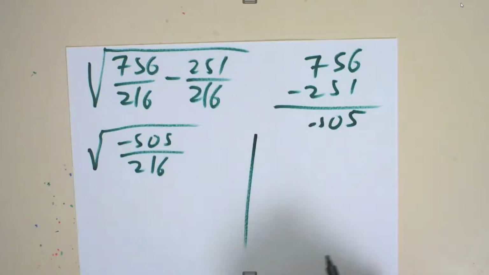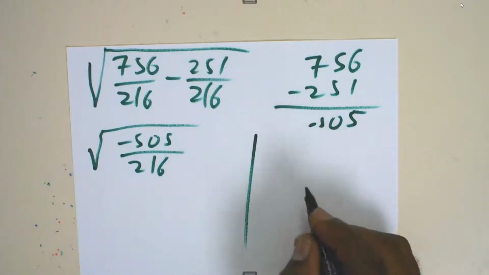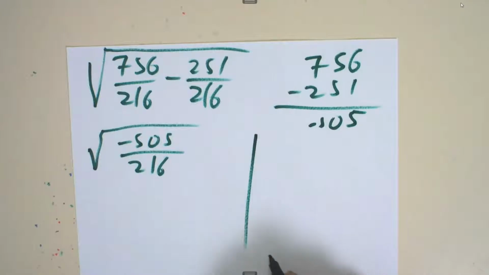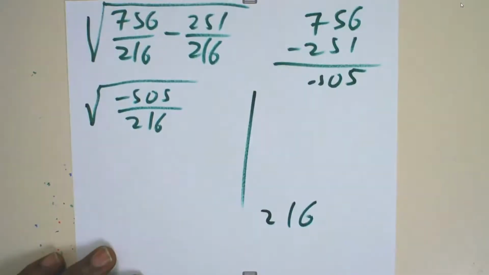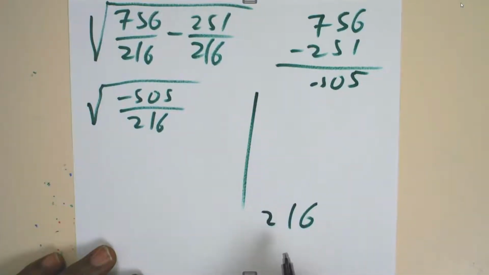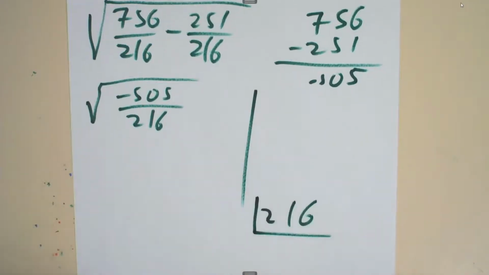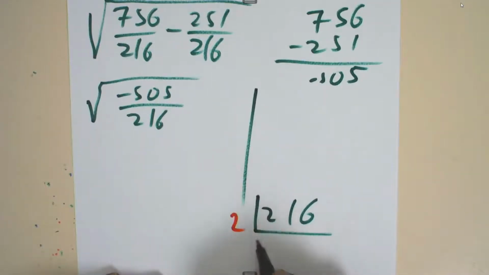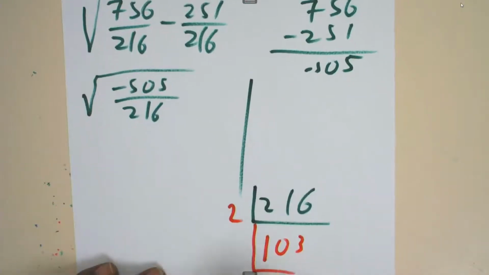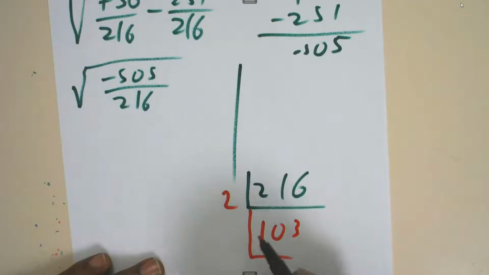For now, let's see 216. Let's use our ladder and see what we get out of 216. You start with your prime factor. 2 into 2 goes once, into 1, 0, into 6, 3 times. Right. And then the 3 there does not divide by 2, 4, or 5.